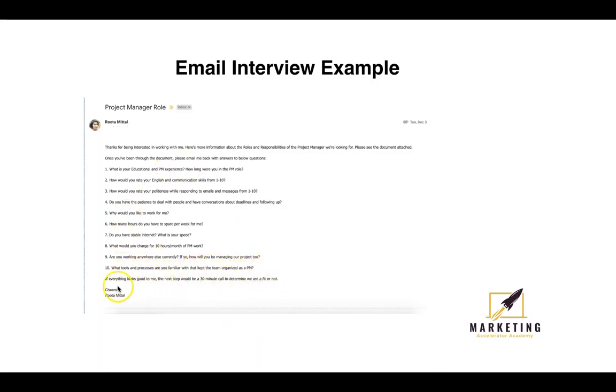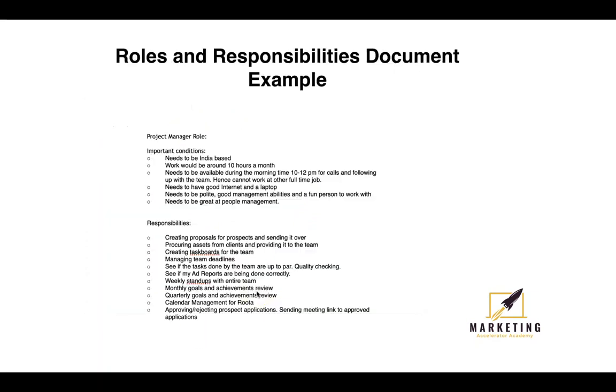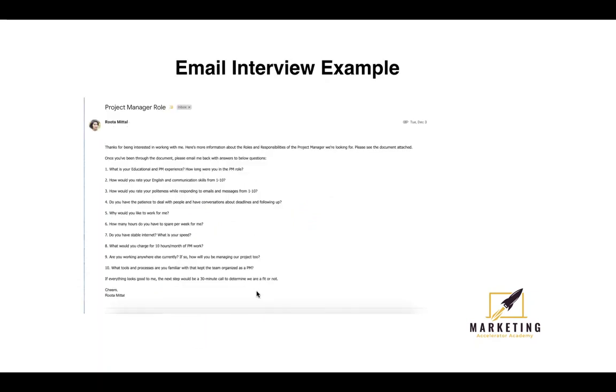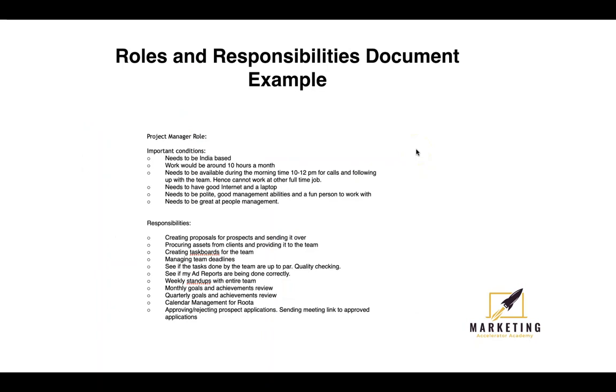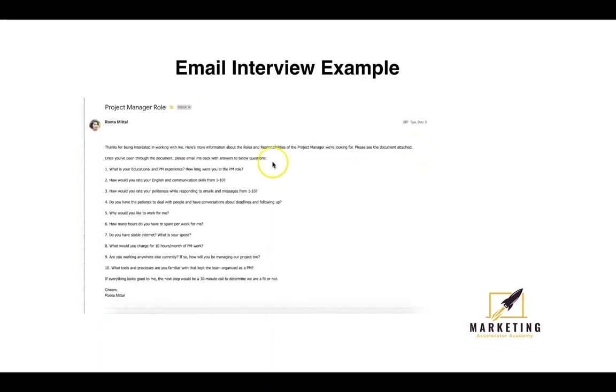As you can see, at the end I tell them if everything looks good, the next step would be a 30-minute call. And then I also attach this document to the email, because as you can see, I said, here's more info about roles and responsibilities, please see the document attached. So this is the document I attach, so they are very, very clear before they even answer this email interview. These 10 questions overall give me a good enough idea of who they are, what they do, and whether they are meeting my conditions, so I can proceed to an interview. That's also what you can model on.